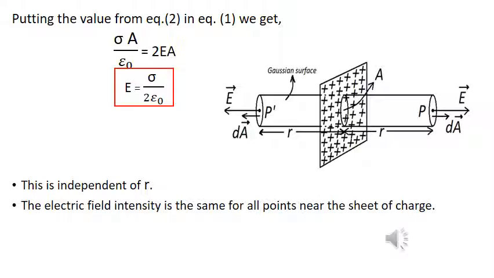We can see from this equation that the electric field intensity does not depend on R. Therefore, it doesn't matter where the position of the point of observation is, because at all the points around the plane sheet, the electric field will be the same.